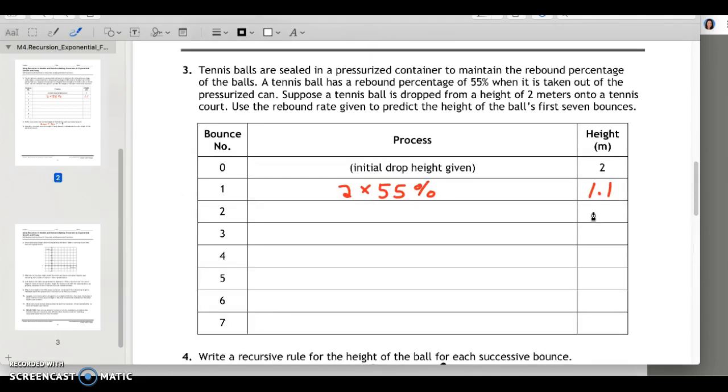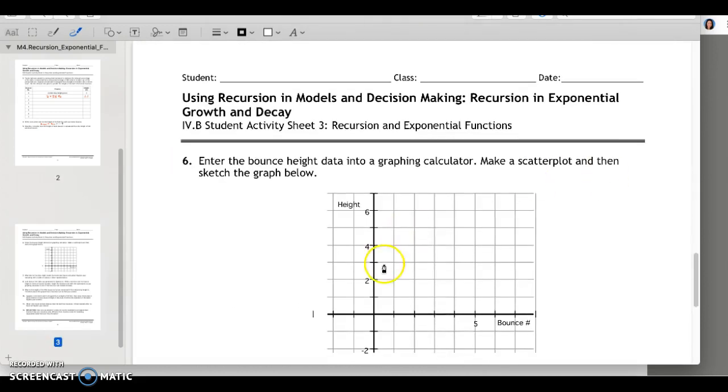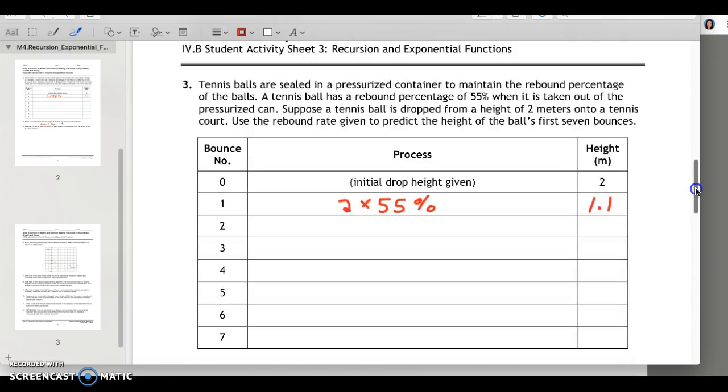The first one in our graph was 0, 2. So you'll go to 0, 2 and put a point. Let me change that to red so you can see it better. There. Put 0, 2. And then on the next bounce, which is after the first bounce, it went to 1.1, so that's here. And then you'll continue to put the values in from the table that you've completed in number 3.